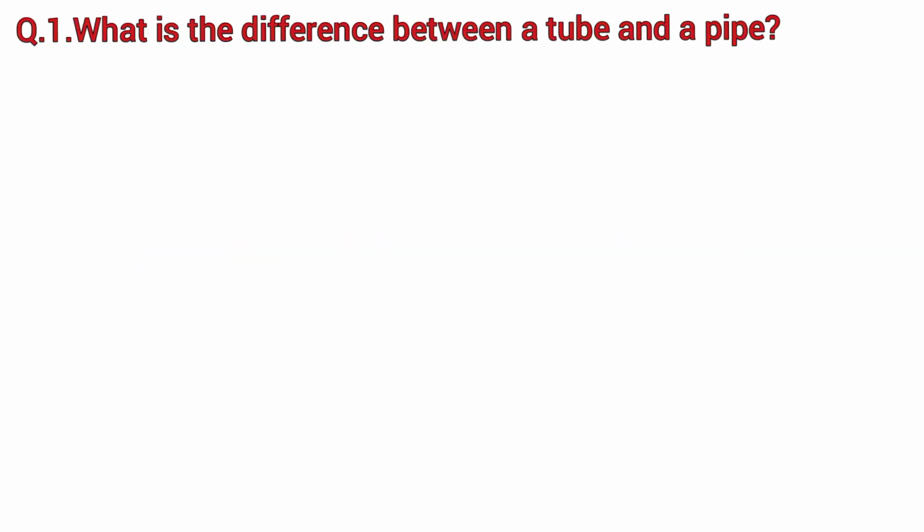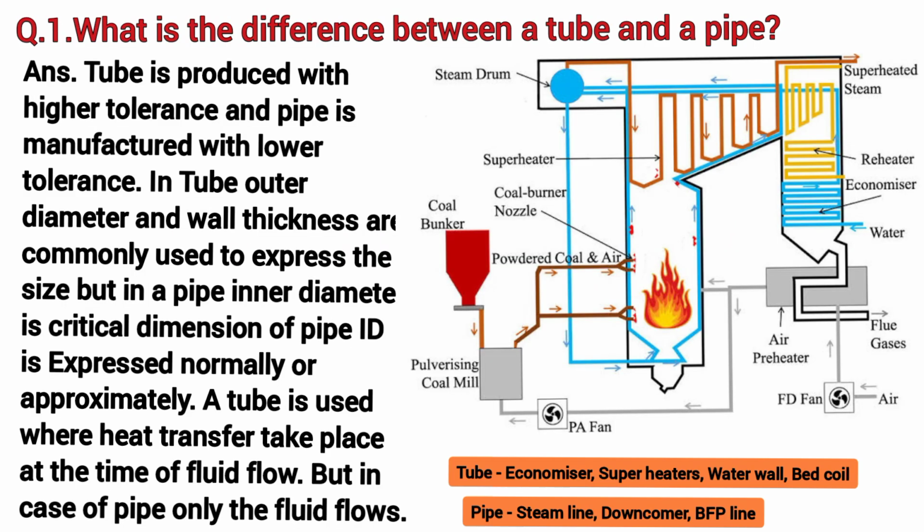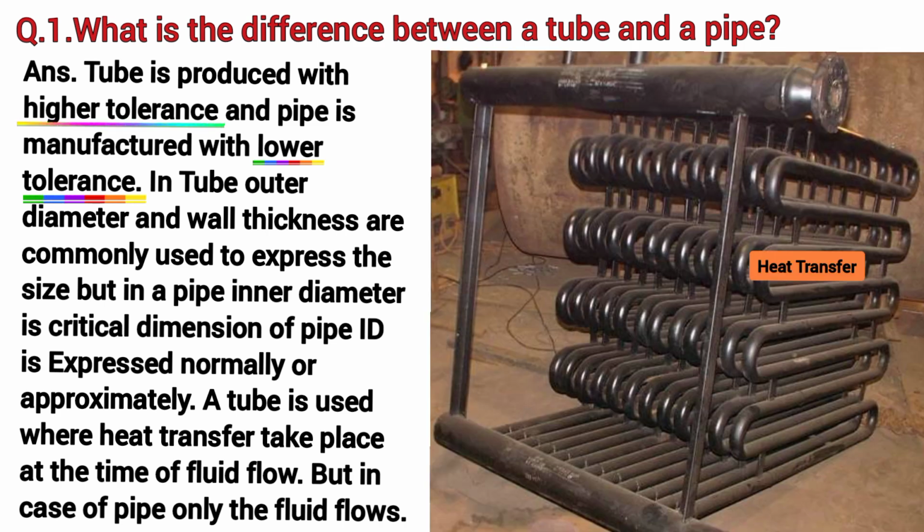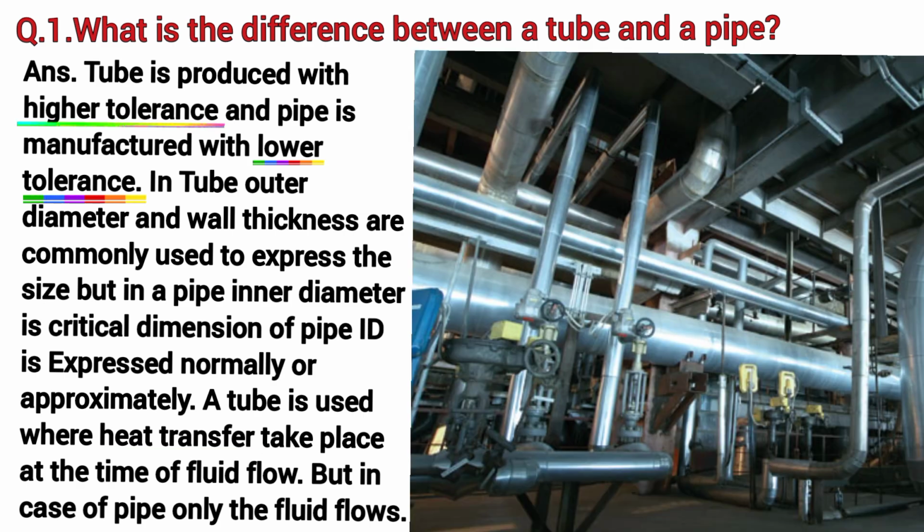What is the difference between a tube and a pipe? Tube is produced with higher tolerance and pipe is manufactured with lower tolerance. In tube, outer diameter and wall thickness are commonly used to express the size, but in a pipe, inner diameter is the critical dimension. Pipe ID is expressed normally or approximately. A tube is used where heat transfer takes place at the time of fluid flow. But in case of pipe, only the fluid flows.